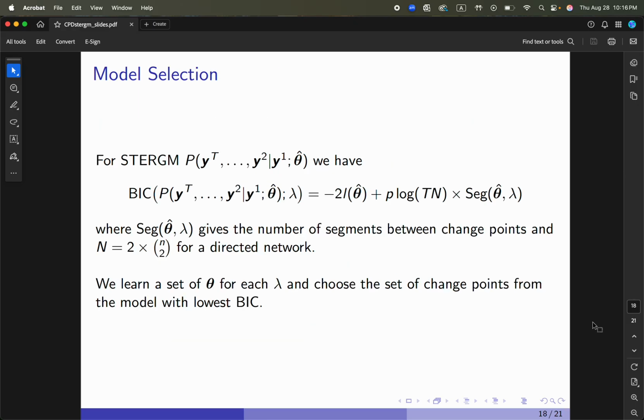Also, for our proposed framework, we have a hyperparameter lambda. In this work, we use a BIC score to learn a set of change points for each lambda, and then we choose the set of change points from the model with the lowest BIC score.